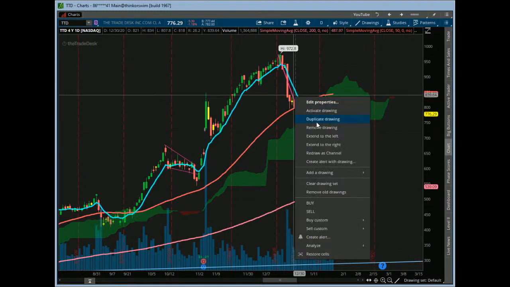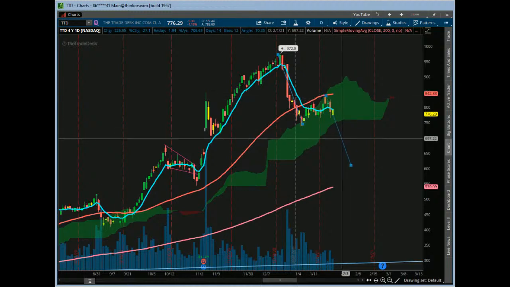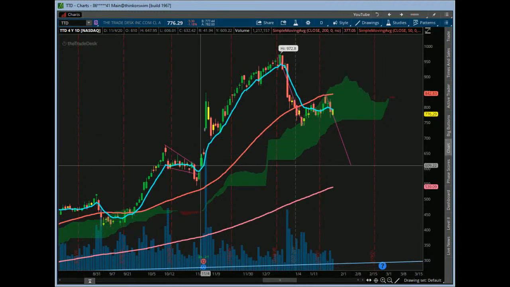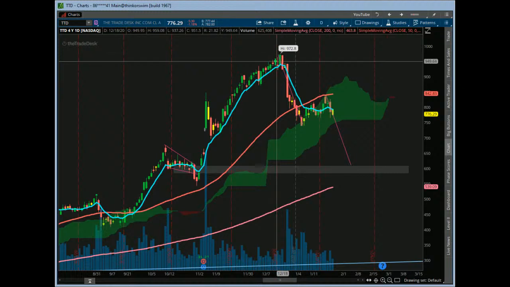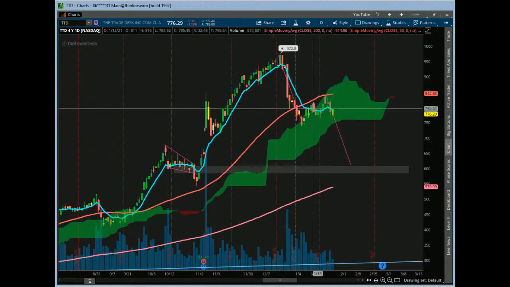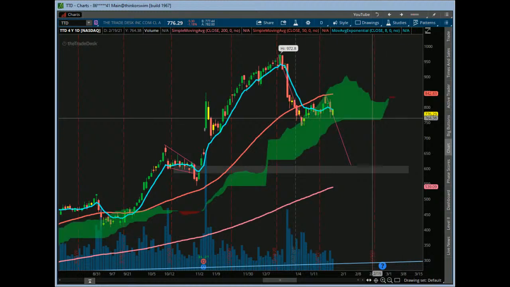So here, duplicate drawing, and then here. So that's something to keep an eye on right here. That would fill the gap, and that would actually get us pretty close to this gap right here. So that would probably be my ultimate target if this thing is trying to work its way down there. Impulsive waves up, zigzag down. 1, 2, 3, 4, 5. A, B, C. 1, 2, 3, 4, 5 down. So let's see how that goes on TTD.